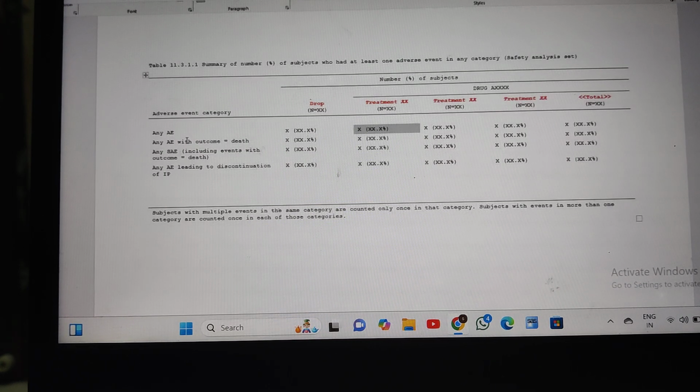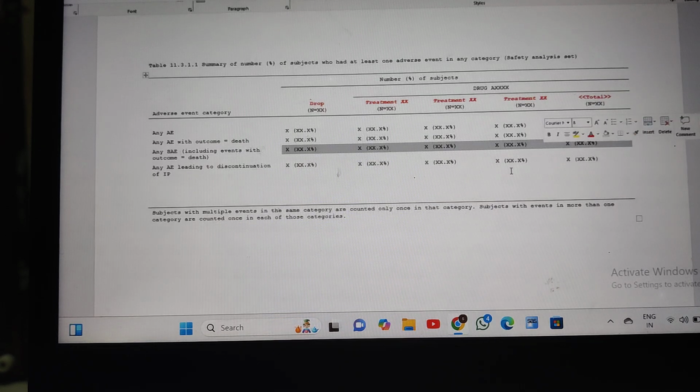Okay. So any AE with outcome of death. Okay. So out of adverse events, if any subject died due to an adverse event, then that subject count is represented here. So any SAE, the serious adverse event. Okay. So including death. Okay. So which are the serious adverse events? How many subjects, that count we should represent here.